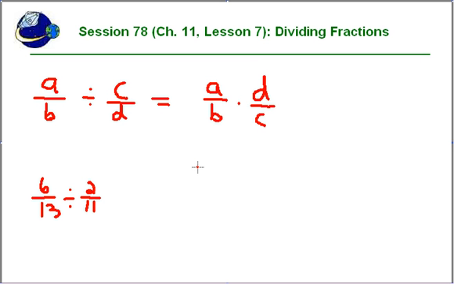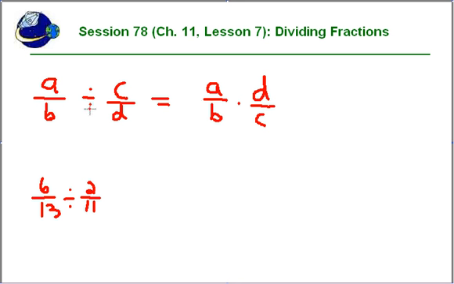Next in this session, we're going to take a look at dividing fractions together. Once again, as a review from your earlier years, when you're dividing one fraction by another, the shortcut or the method with which to do that is you leave your first fraction alone. So here's our example, a over b divided by c over d. We leave a over b alone and rewrite it.